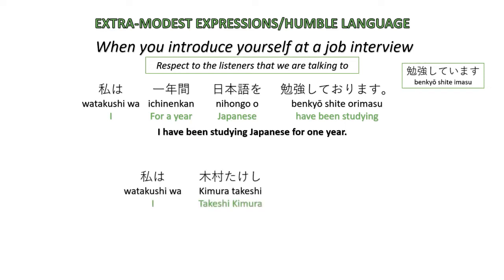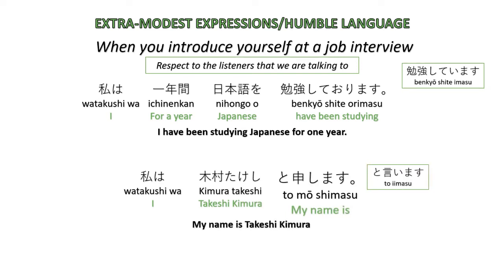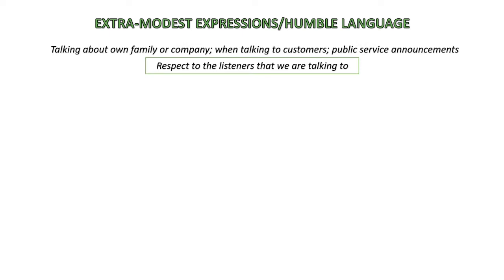私は木村武史と申します. So, と申します means my name is. So, my name is Takeshi Kimura. と申します comes from と言います. So here we use this in the context of talking about our own family or company, or when talking to customers or during public service announcements.